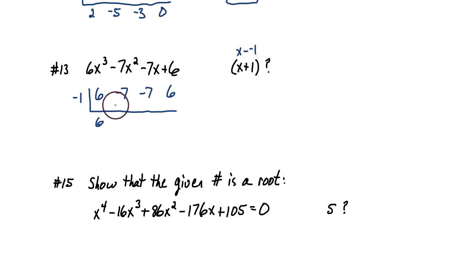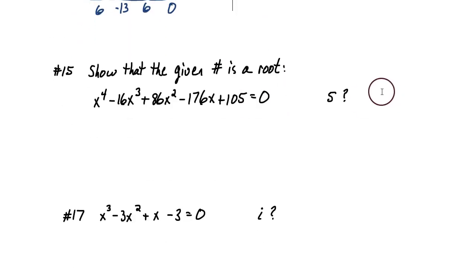Okay, bring down the 6, then multiply. Add them, and multiply. Add them, and multiply, and add them. And the remainder is 0 again. So this is a factor.